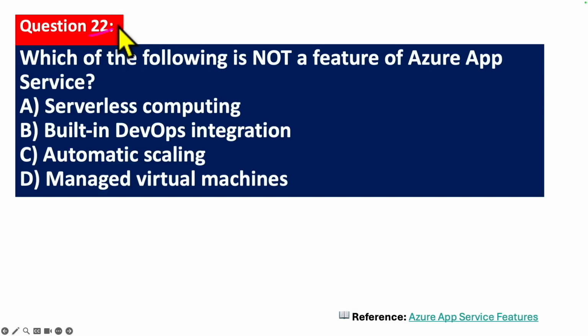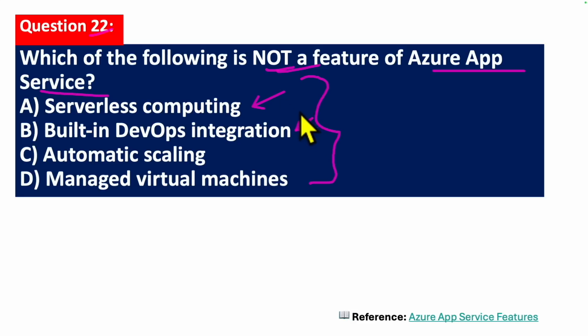Let's look into question number 22. Which of the following is not a feature of Azure App Service? We are doing a deduction to find which is not a feature of Azure App Service. Let's go through one by one. Serverless computing. Serverless computing is a feature of Azure App Service because Azure App Service utilizes serverless computing features like Azure Functions, which allows you to run code without provisioning or managing servers.